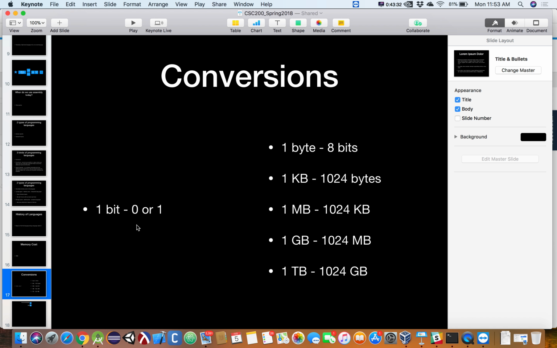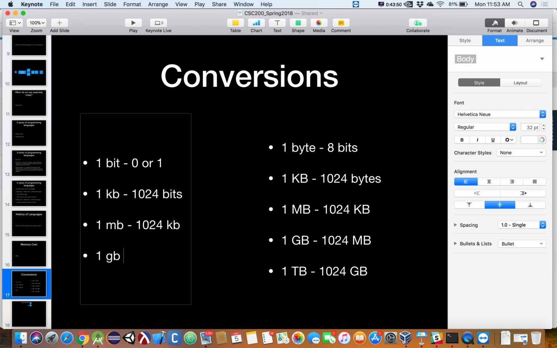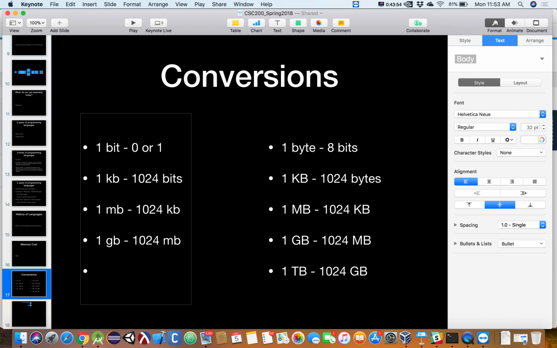That makes sense? So over here on this side, when we go from bit, we have 1 kilobit, small b, that's 1,024 bits. 1 megabit is 1,024 kilobits. 1 gigabit is 1,024 megabits. And then 1 terabit, which nobody really talks about, is 1,024 gigabits.